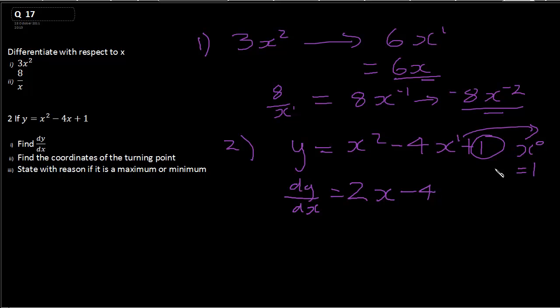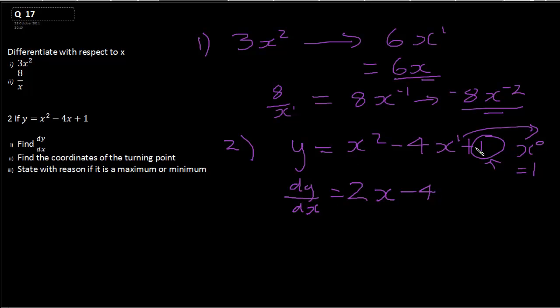Now this number here is just a constant, doesn't affect gradient, and that's what differentiation is all about. It's finding the gradient function. As this does not affect the gradient, just moves the whole curve up 1, it doesn't have any bearing in the gradient function, so it just disappears. Now we're going to find the coordinates of the turning point.